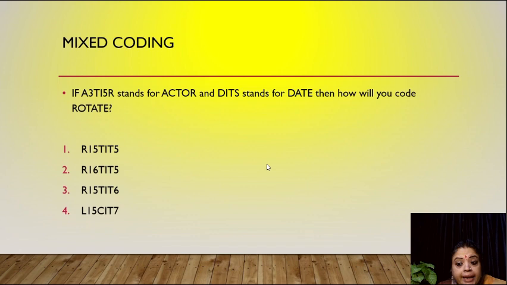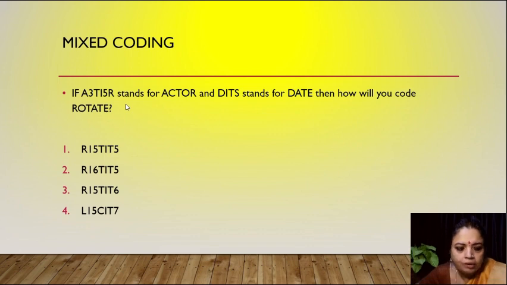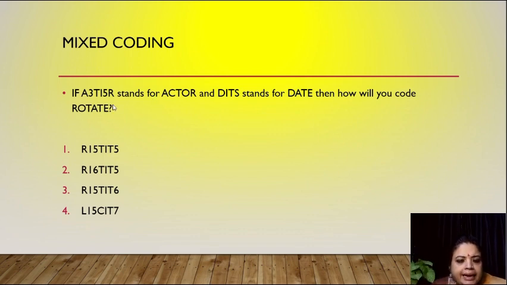We can also get mixed coding of letters as well as digits. Mixed coding means letters and numbers are given here. So we need to find out the answer for a particular code. So here you are given A, 3T, 15R stands for ACT or ACTOR, and DATE... DTIS stands for DATE. Then how will you code ROTATE? So here the answer is given in a mixed format, letters as well as digits. Let us find out how the answer comes.